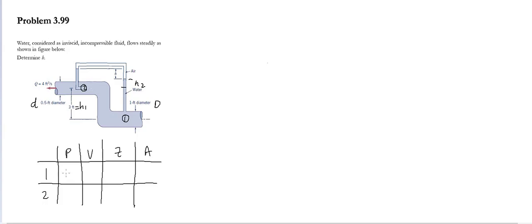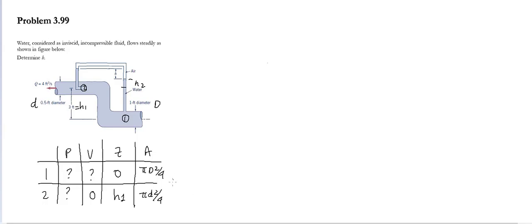Pressures at point 1 and point 2 are unknown. The velocity at point 1 is unknown. The velocity at point 2, because of the way that the tube is immersed, becomes a stagnation point. Therefore, the velocity is 0. We take the elevation at point 1 to be 0, so that the elevation at point 2 is simply going to be H1. And the area at point 1 is going to be pi capital D squared over 4. And at point 2 is going to be pi lowercase d squared over 4.